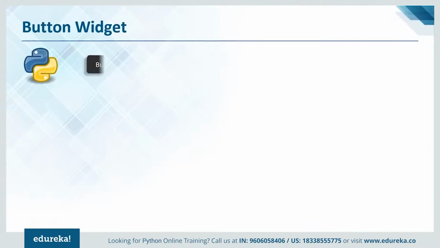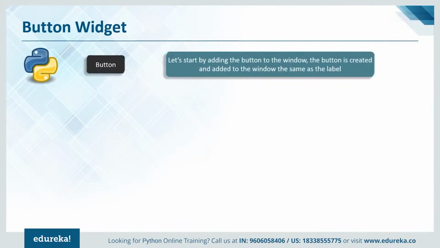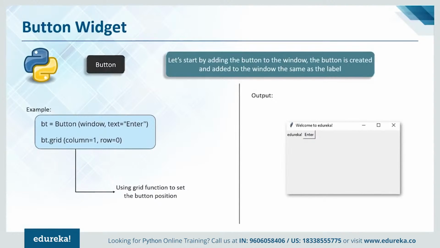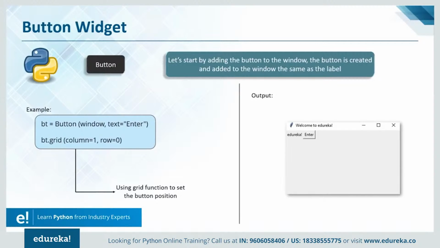And next up is the button, guys. It is very similar to the label widget, to be honest with you guys. So all we do is we create a variable and we use the widget syntax to define what the button has to say. Also, here we'll be using a function called the grid function, which is used to set the position of the button on our particular window.